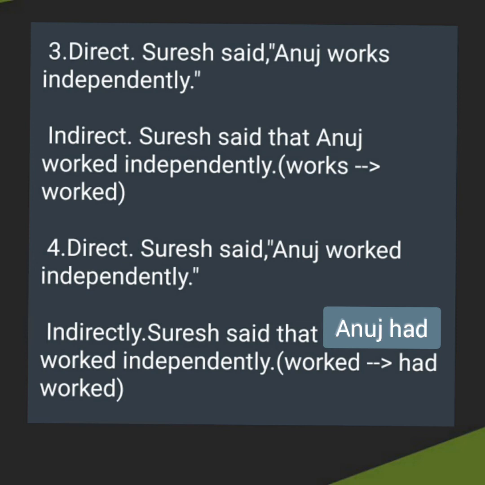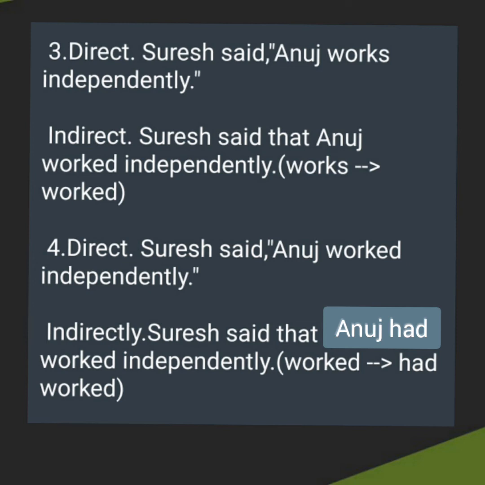Suresh said Anuj worked independently. The next question. Here worked is the past tense. So it should be changed into past perfect, that is had plus V3 form. Suresh said that Anuj had worked independently.